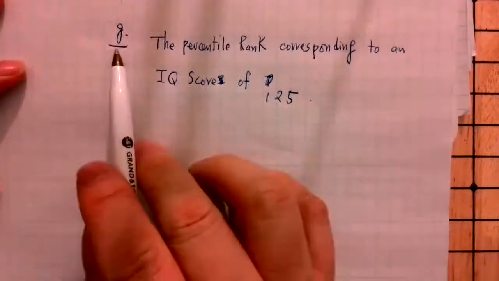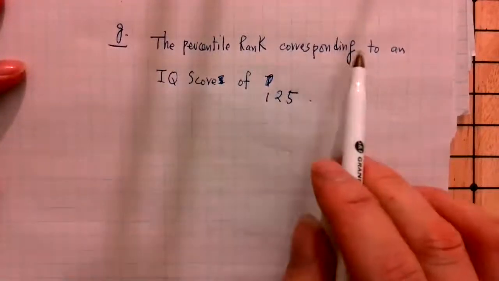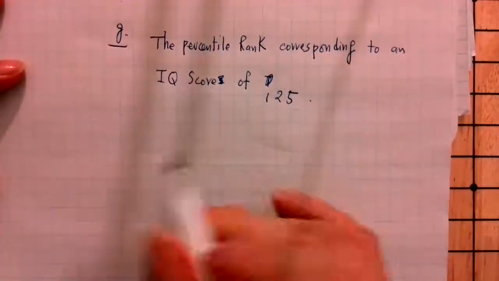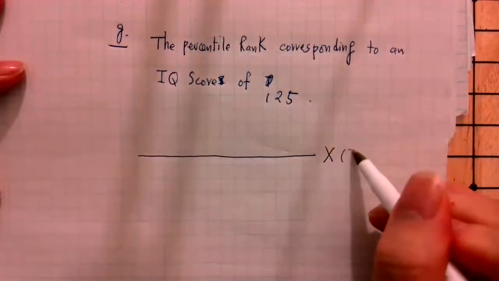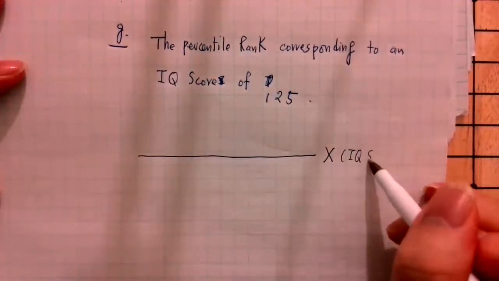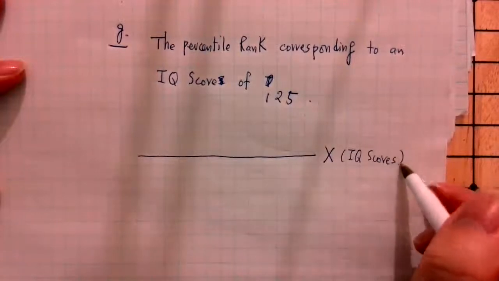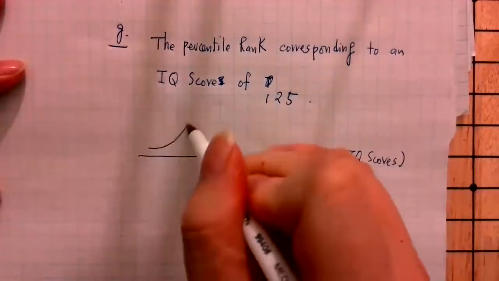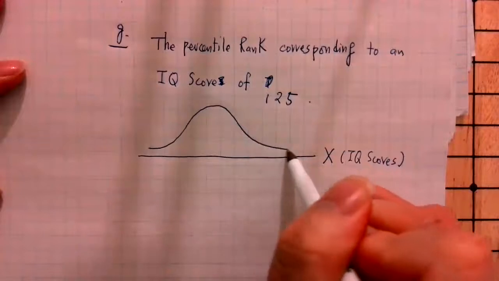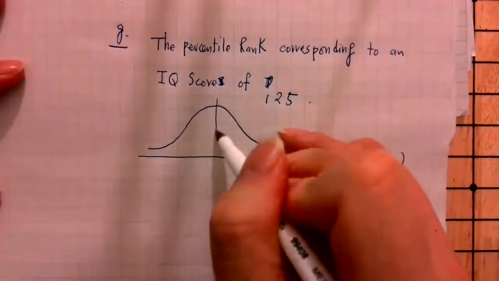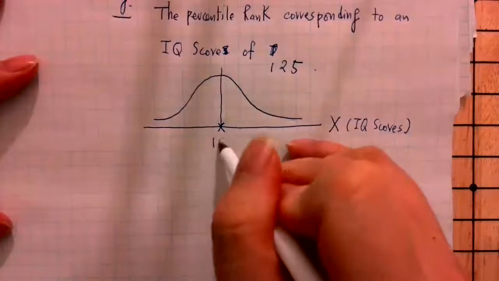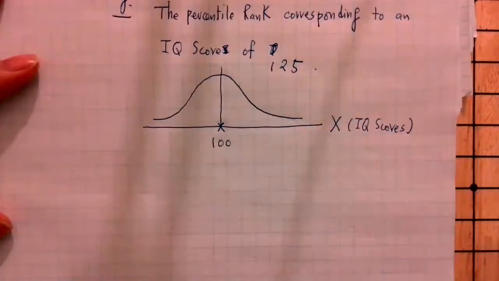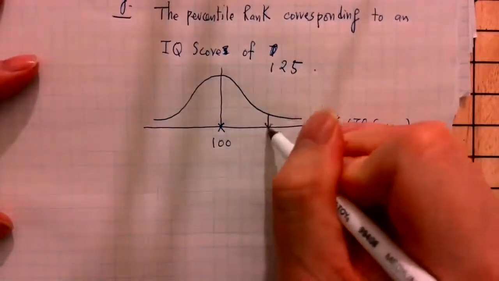Now let's look at part G. The percentile rank corresponding to an IQ score of 125. This is the IQ score. We use X to denote the IQ score, and we know IQ score follows a normal distribution, which is bell shaped. The center of the bell shape is 100, and here is the IQ score, 125.